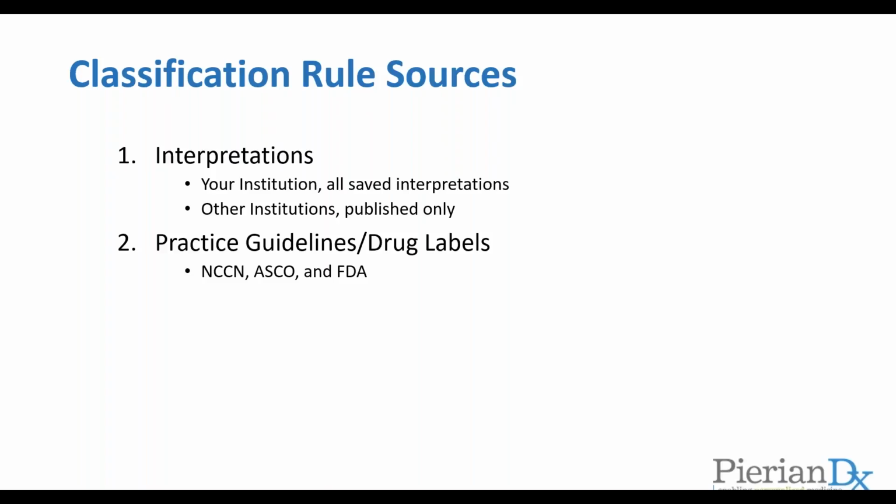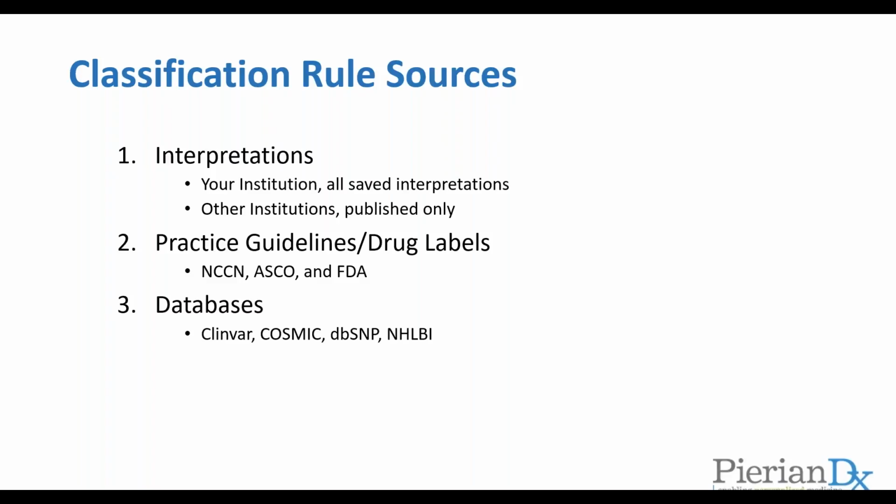And so just to review those sources of basic classification rules that most of our somatic panels use. First is interpretations that were written either by your institution or other institutions and that have been published to the knowledge base. Those take priority and precedence over other sources of classifications. Second are practice guidelines / drug labels. These are the sources we'll be talking about today from NCCN, ASCO, and FDA.